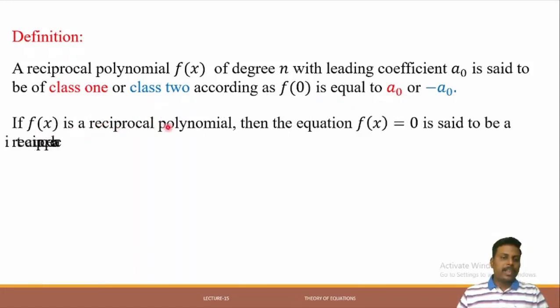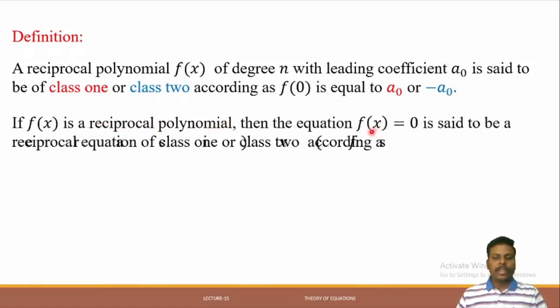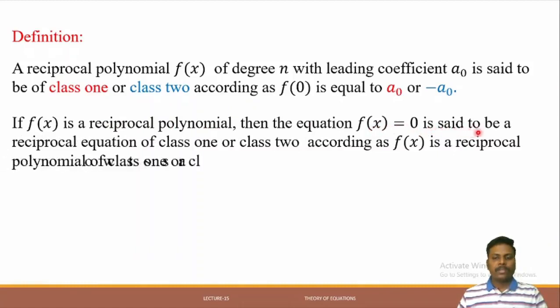If f(x) is a reciprocal polynomial, then the equation f(x) = 0 is said to be a reciprocal equation. We have seen it already. But whether this is a class 1 reciprocal equation or a class 2 reciprocal equation, it follows whether f(x) is a class 1 polynomial or class 2 polynomial. Hope you have understood this point.